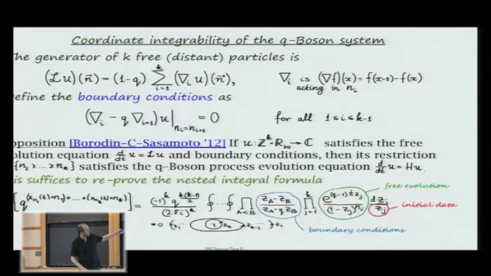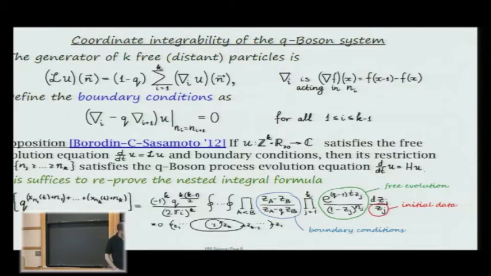So the nice thing now is that if I need to check, let's say here I have a guess, whether this equation actually satisfies the Q-Boson evolution equation, then all I need to do is check that it satisfies this equation when considered as a function on zk across time, and check that it satisfies the boundary conditions. And if I can do that, then I know that its restriction to the ordered set of the n's actually solves the Q-Boson evolution equation. Then I need to check the initial data.